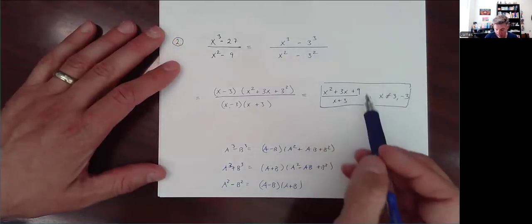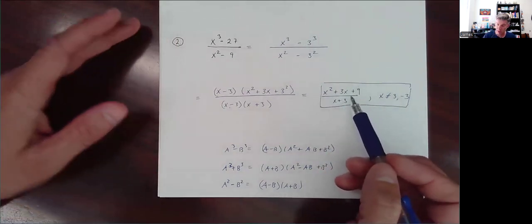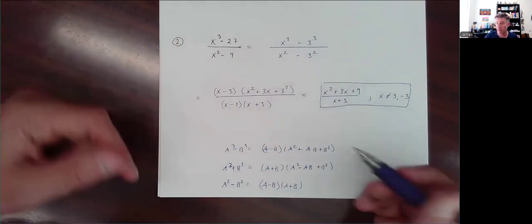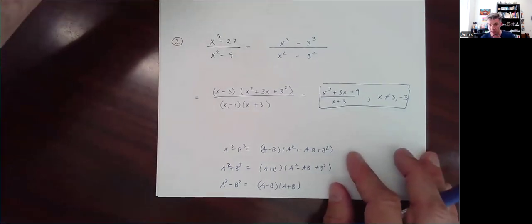Now, I'll point out, they're not asking us to do this, but this could also be the beginning of a polynomial division type of problem. So just to be aware, there is more we could do here if we were being asked to, but that's not what the problem says. We're just simplifying and stating the restrictions on x.